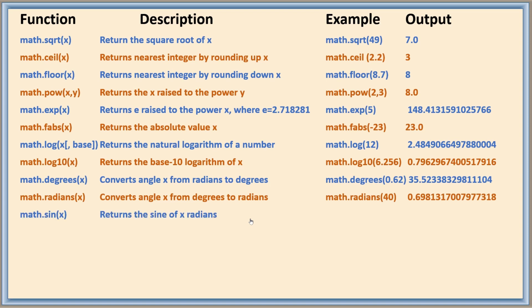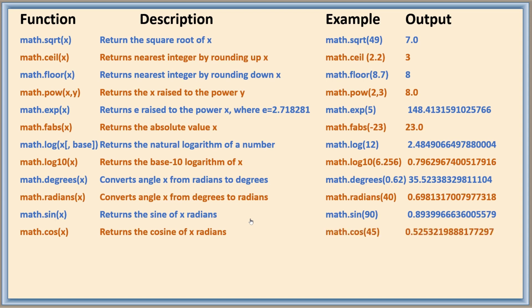Next, we also have the trigonometric functions sin, cos and tan. sin x returns the sine of x radians. It is not degrees, remember this is radians. math.sin of 90 will return the value which you see here. And then cos of x, which returns the cosine of x radians. Example is given.